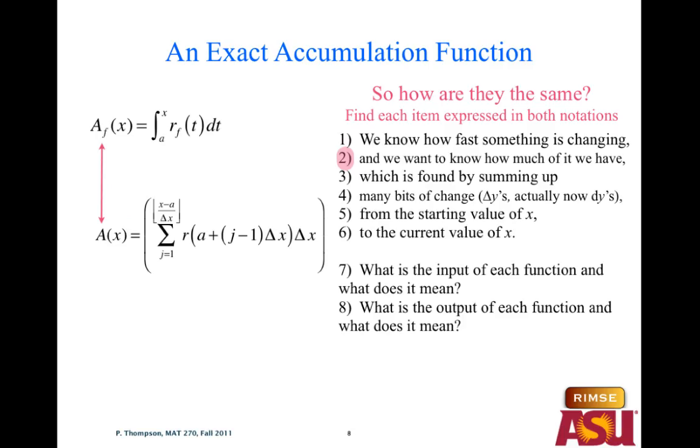Where do we see summing up something in the first one? Over here. The first one is the integral and then the second one is the summation. Exactly. Integral is the German S for sum. Sigma is Greek for S, for sum. So found by, we're summing up many, what are we summing up? We're summing up bits of change, bits of accumulation. So where do we see that in the first one?